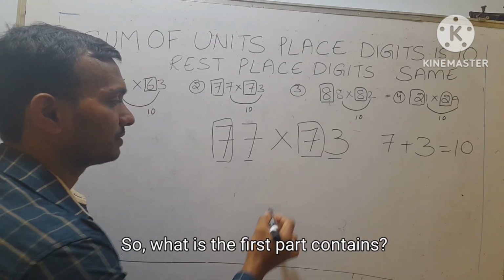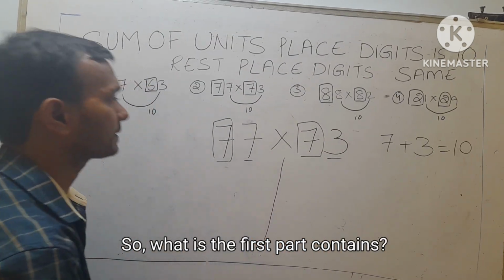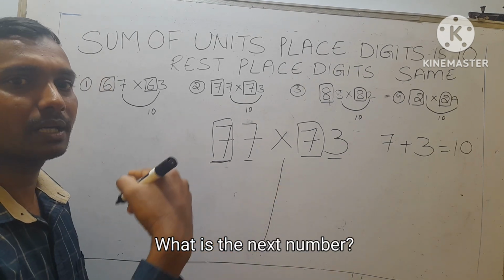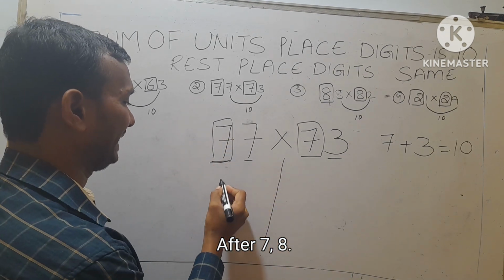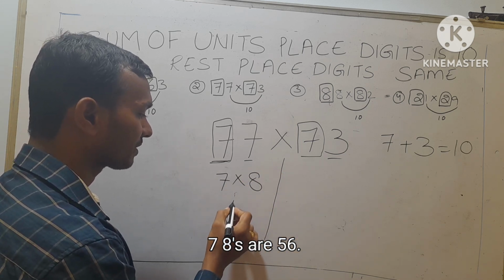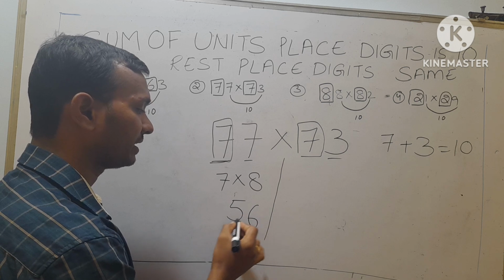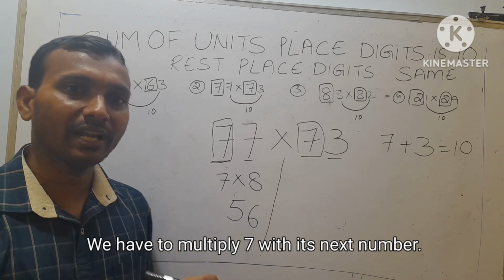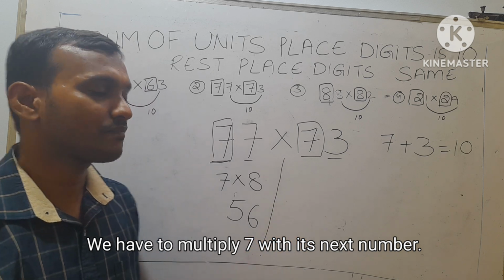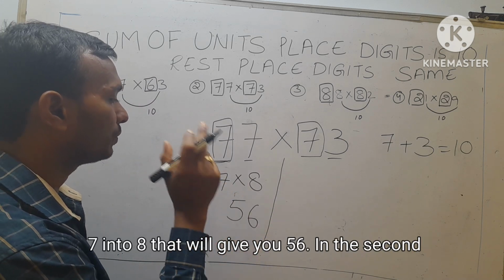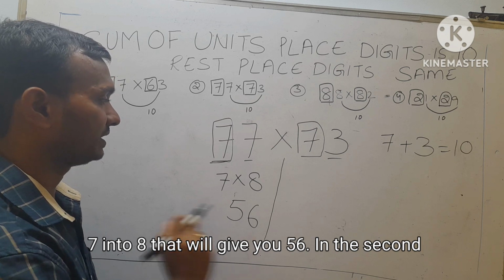So what does the first part contain? 7 is common in both. What is the next number after 7? 8. 7 into 8, 7 8s are 56. We have to multiply 7 with its next number, 7 into 8, and that will give you 56.